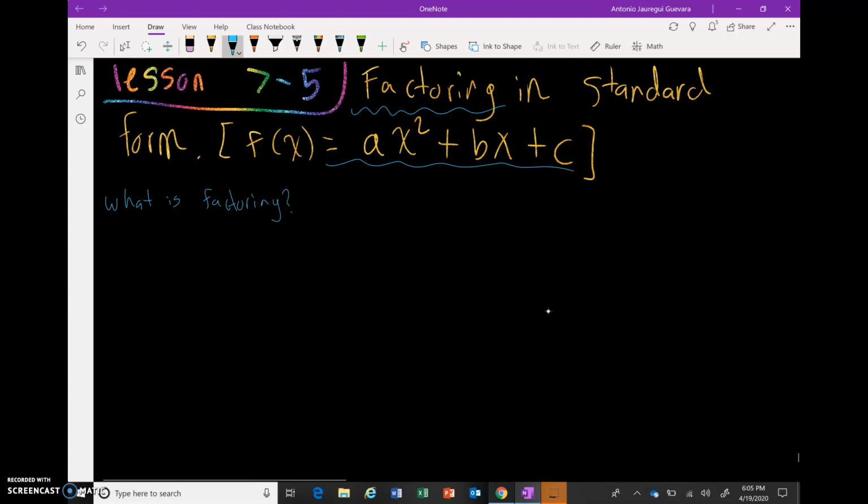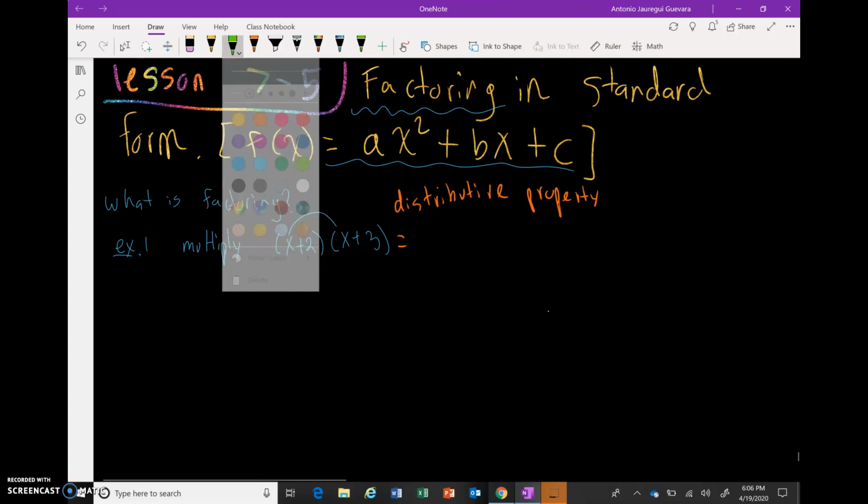Okay, so let me give you a good example. Let's call this example 1. I tell you to multiply x plus 2 times x plus 3. If we were to do this, I can do this using the distributive property, right?